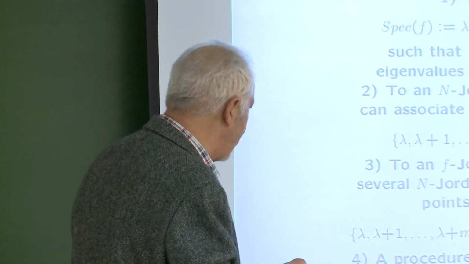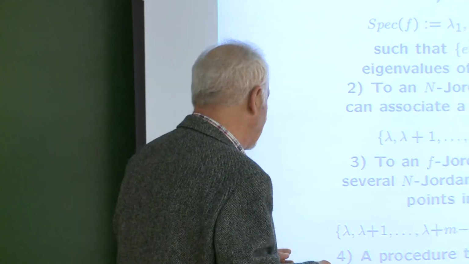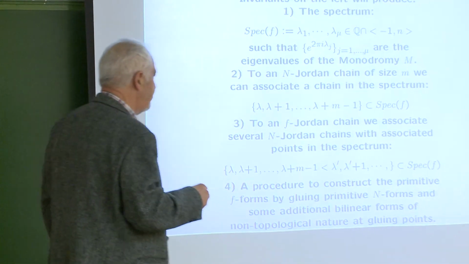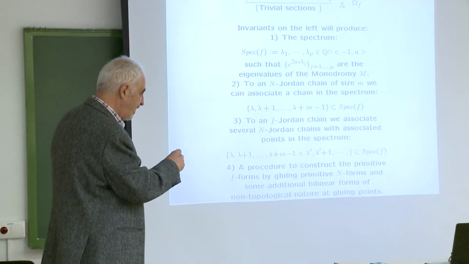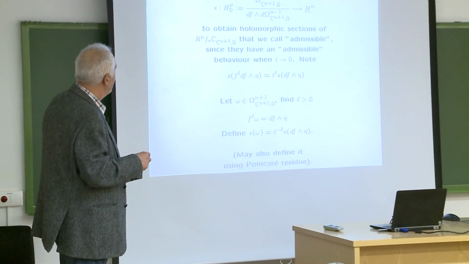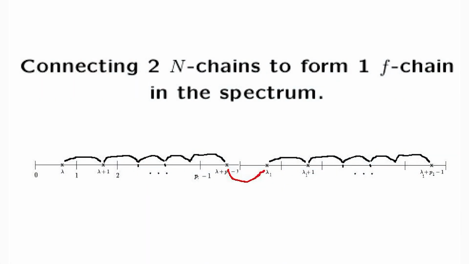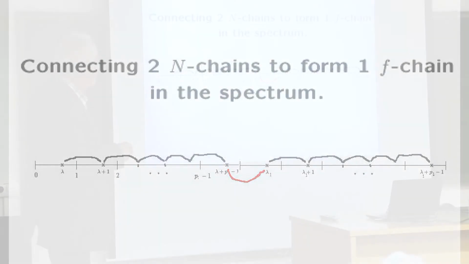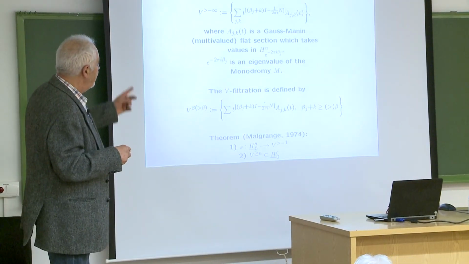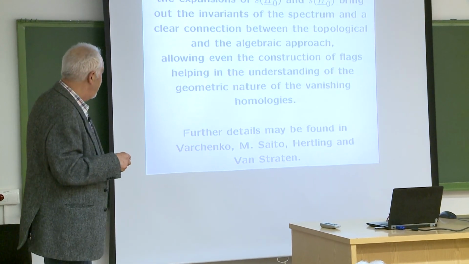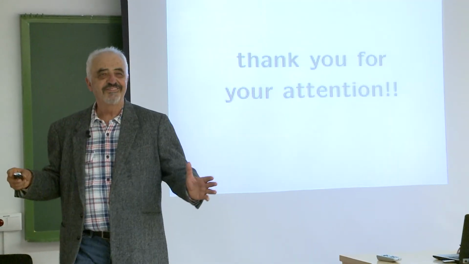And that's why I said that this gives an answer to this problem. And then there's also a procedure to construct the primitive forms by gluing primitive n forms with some additional bilinear forms. So that's this picture. This is more or less the answer to this question of the relation between F chains and n chains. And one passes through some Laurent series expansion. But I think I'm going to stop here.